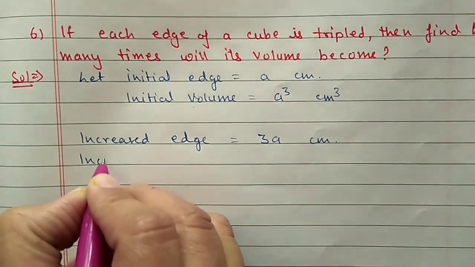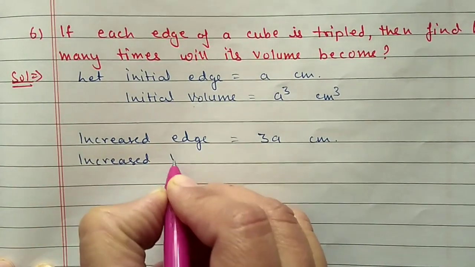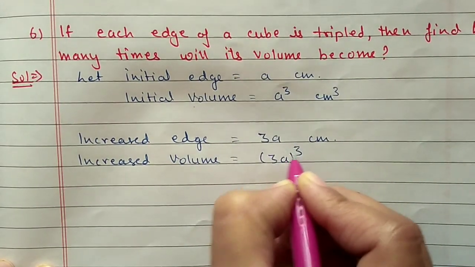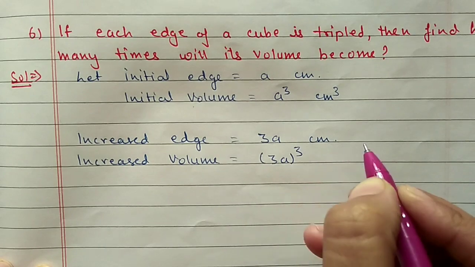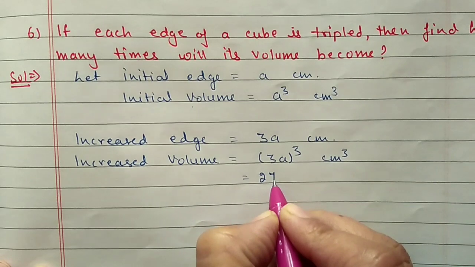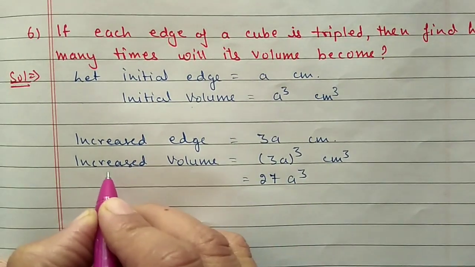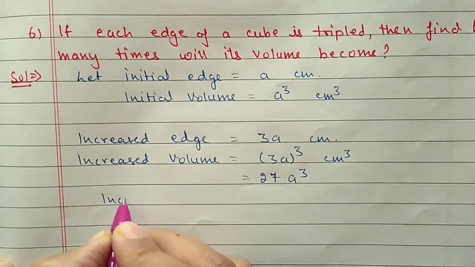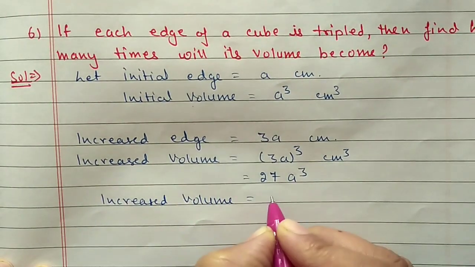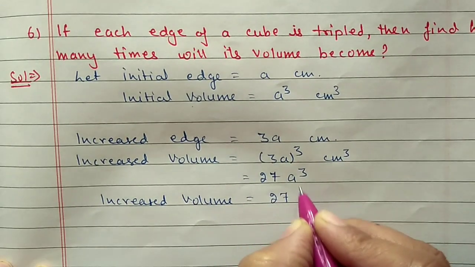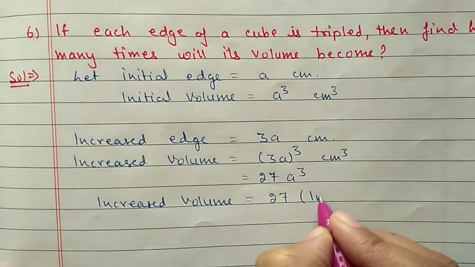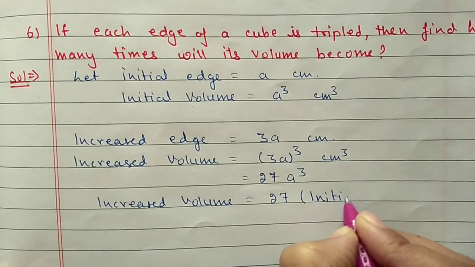Then the increased volume will be 3a whole cube, 3a into 3a into 3a. So 3 times we have to multiply and after multiplication we will get 27a cube. So this increased volume is 27 times of the initial volume, because a cube is the initial volume. 27 times of initial volume.